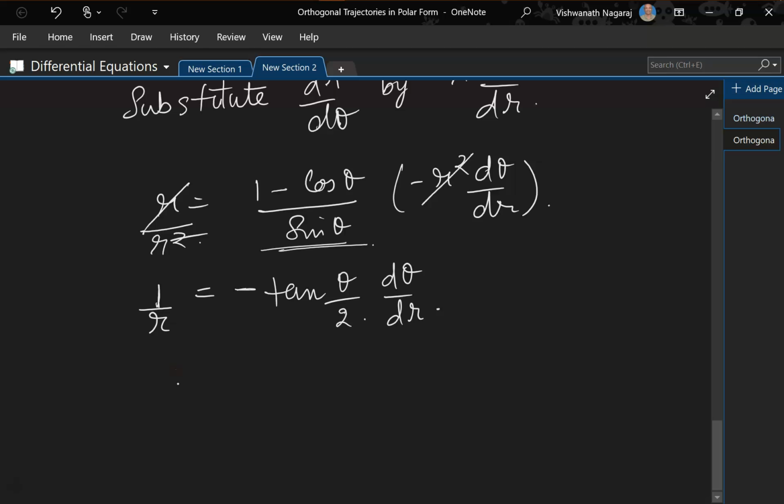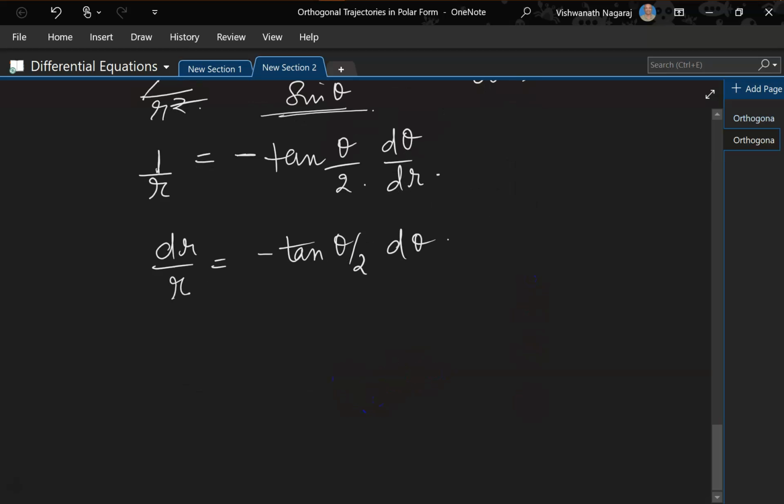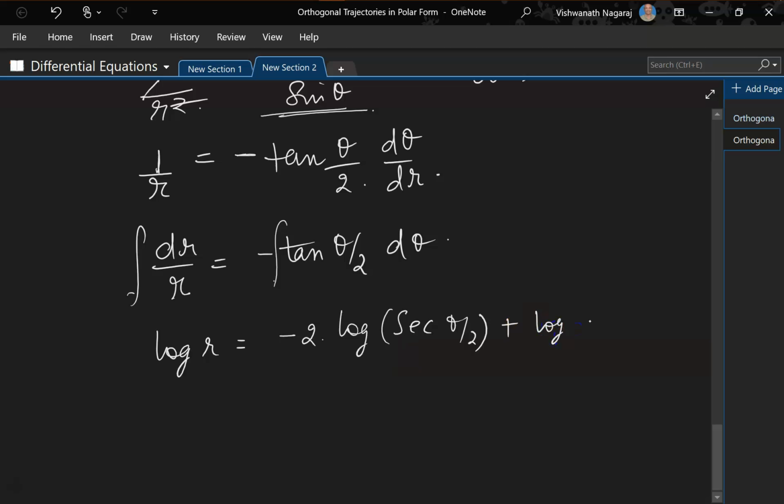Okay, so now let's bring dr to this side. So dr by r is equal to minus tan theta by 2 d theta. Now let's integrate. We get log of r is equal to minus 2 log of sec of theta by 2. Again, immediately do the differentiation to make sure that you have got everything correctly. Plus log of, let's say, a constant c, constant of integration.